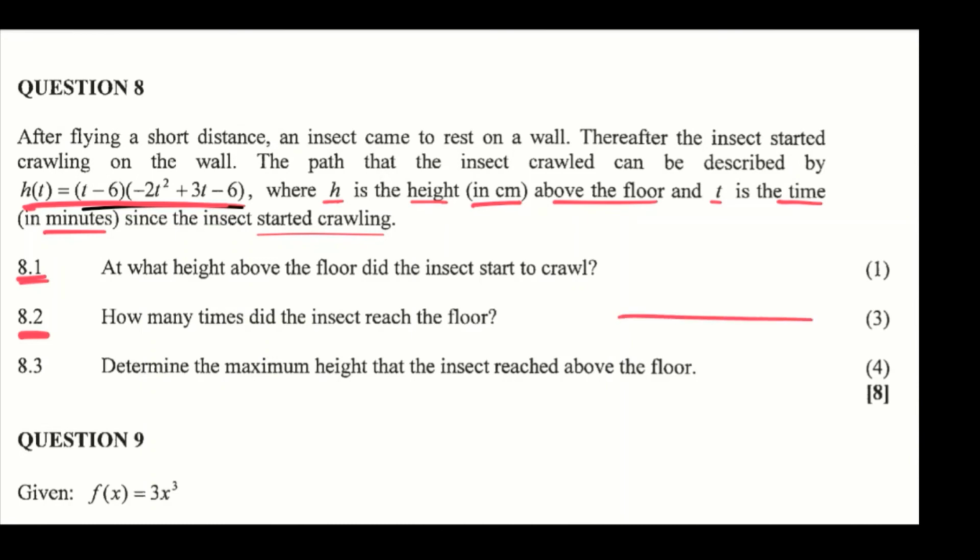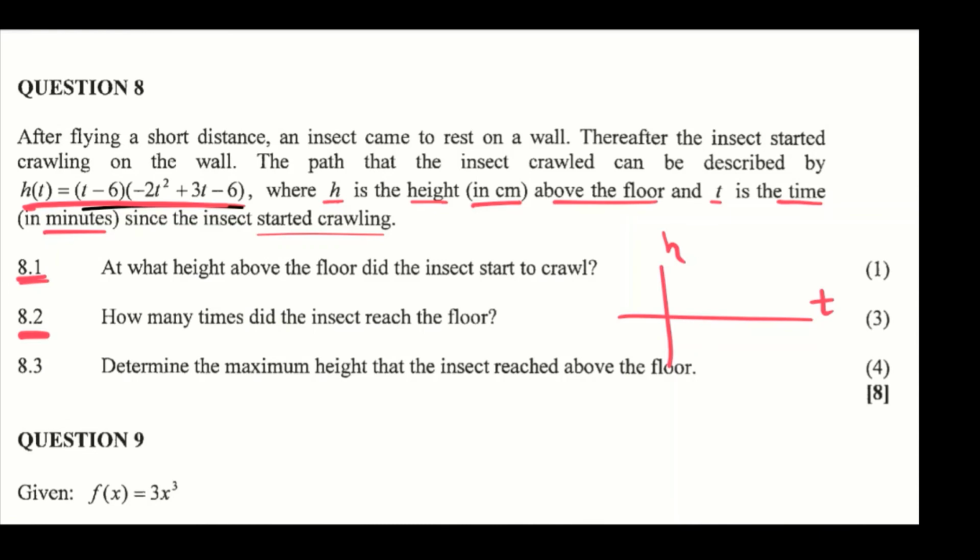Picture the floor as a Cartesian plane again. As I said, this is h, this is t, right? And this thing touched the floor. So whenever it touched the floor, think of it as x intercepts, right? When y is 0, when the height is 0, because on the floor there's no height. You are standing on the floor, there's no height, so it's 0. So when it touched the floor, the height was 0, right? So how many times did the insect touch the floor?